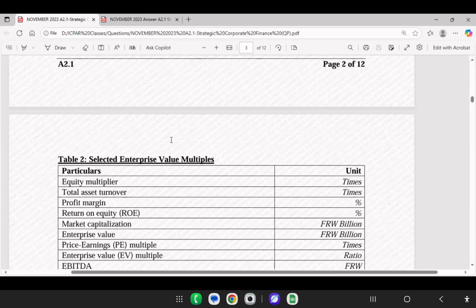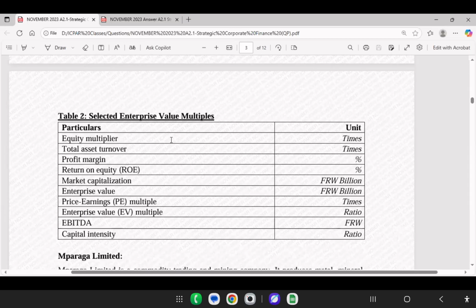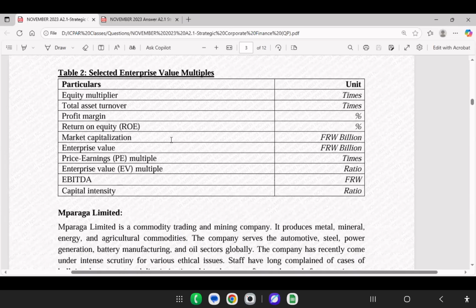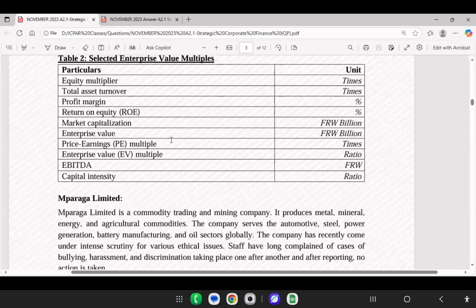We are given selected enterprise value multiples: particulars, equity multiplier, total asset turnover, profit margin, return on equity, market capitalization, enterprise value, price earnings ratio, enterprise value multiple, earnings before interest, tax, depreciation. Then we have capital intensity.